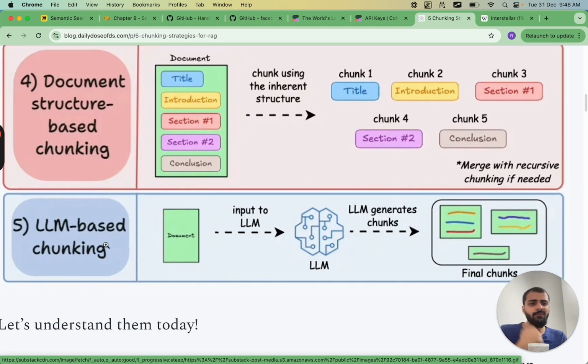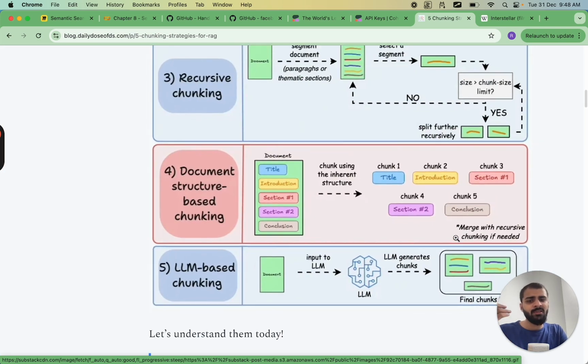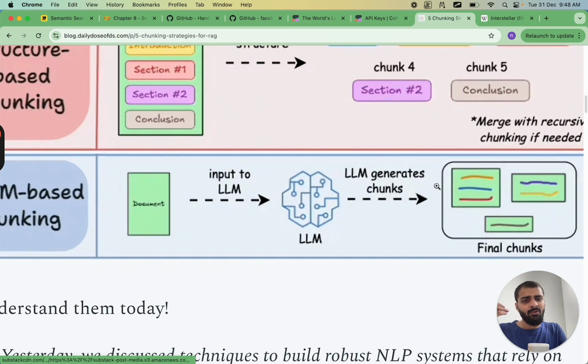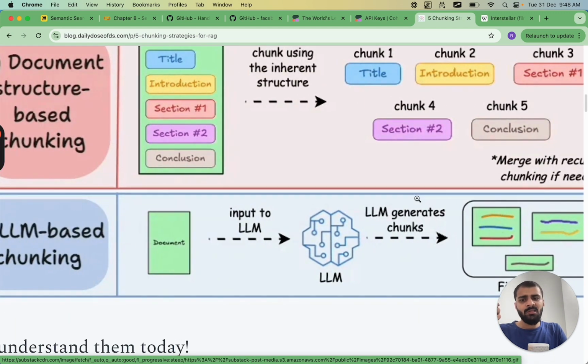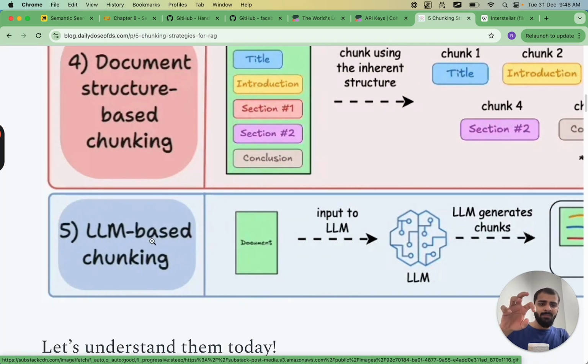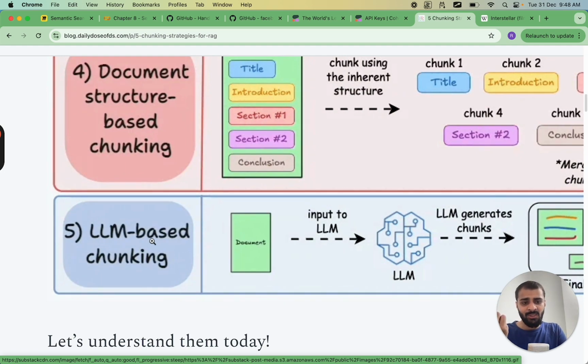And the fifth type of chunking is large language model based chunking. Here you don't do anything manually, you don't prescribe an algorithm for chunking. You just give the document to the large language model, and the large language model itself understands the chunks, or generates chunks on its own. So this is the fifth method of chunking, which is called LLM based chunking.